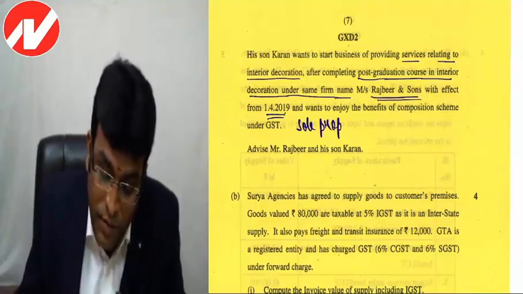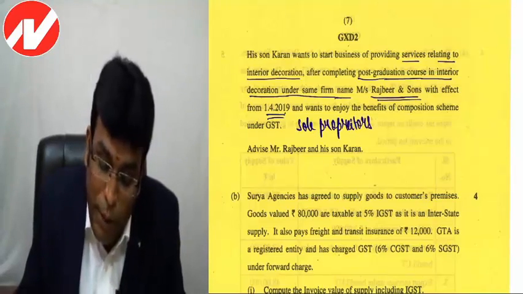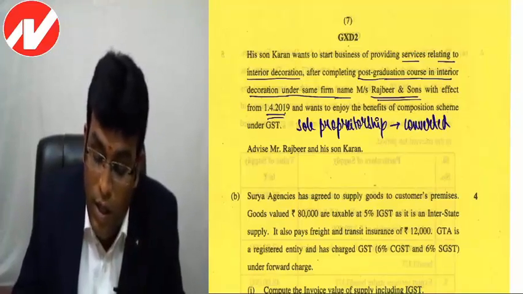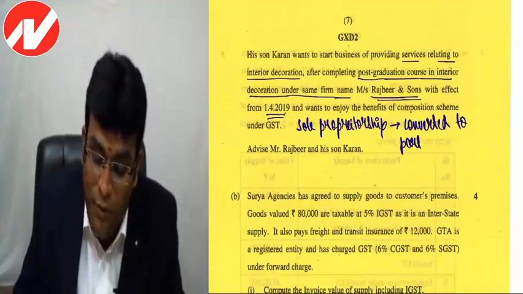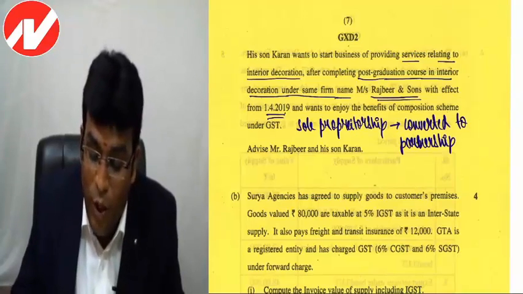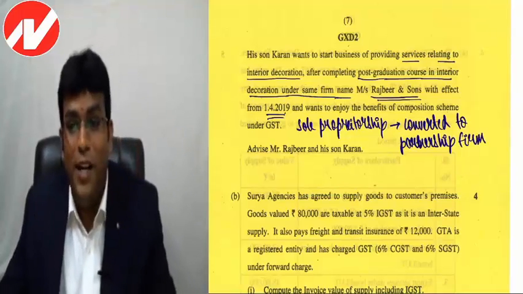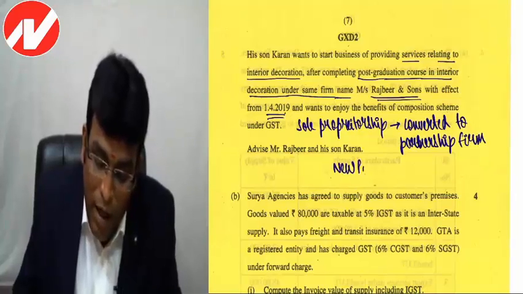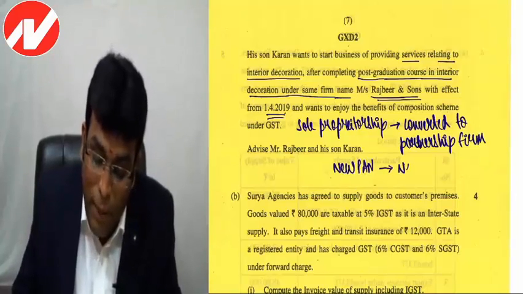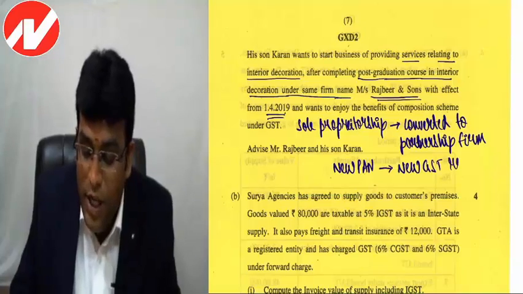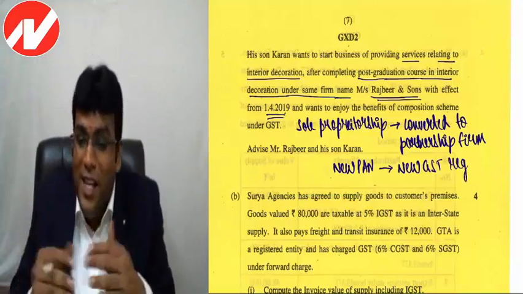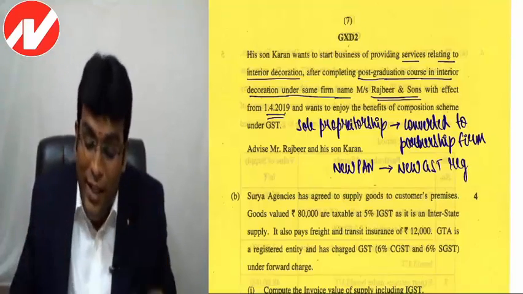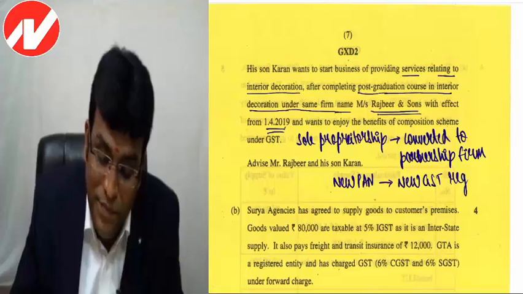First, the sole proprietorship should be converted to a partnership firm. Obviously, if you want to do like that, two people first convert the sole proprietorship into a partnership firm, then obtain new PAN, then again obtain new GST registration, because once PAN changes, the GST number will change.